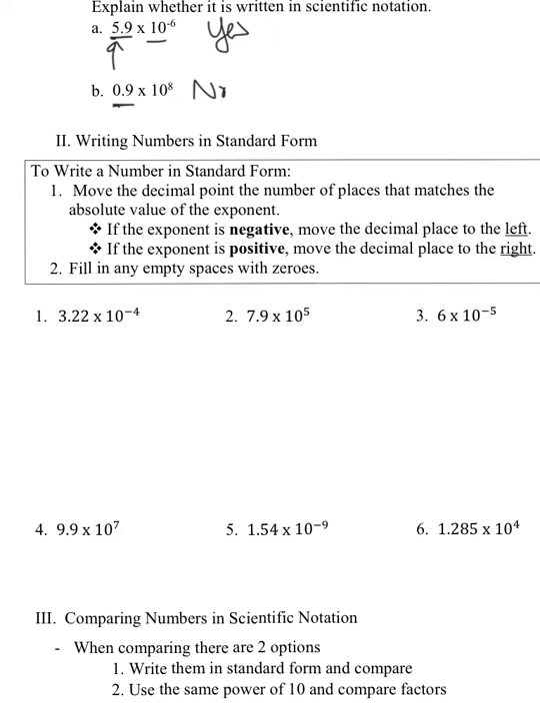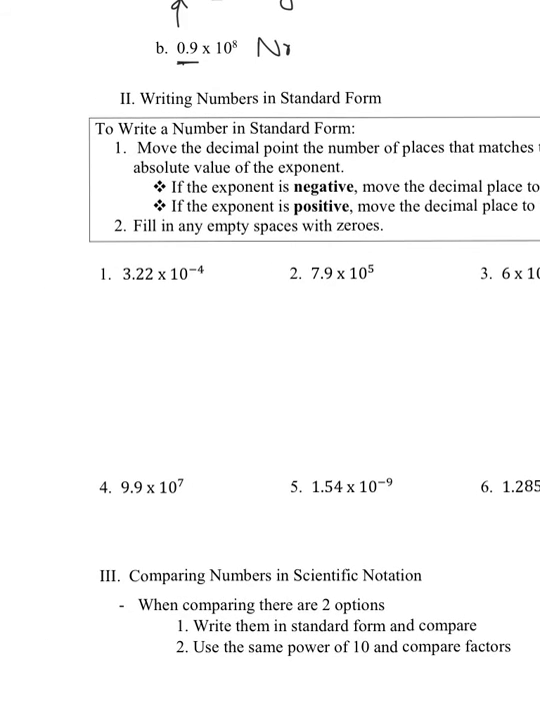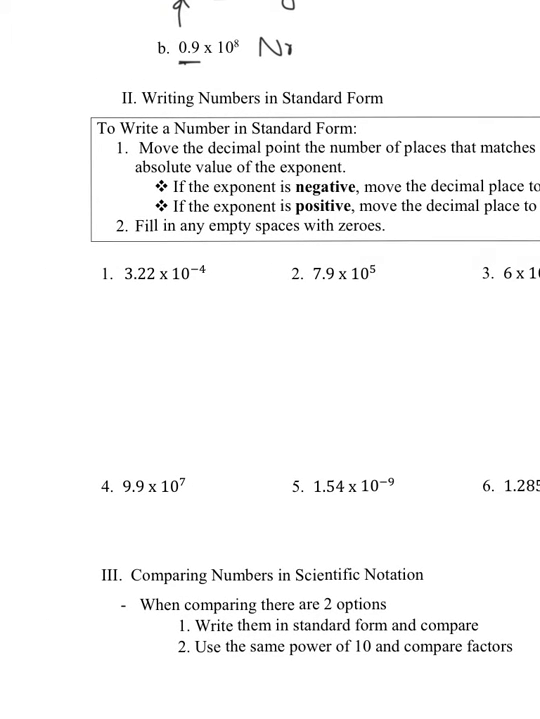Looking at number 1, you have 3.22 times 10 to the negative 4th. Since it's 10 to the negative 4th, which is 1 over 10 to the 4th, we need to make this number smaller. That's why we're going to take our decimal place and move it 4 places to the left. So 1, 2, 3, 4. And then you're going to fill in any space you have with zeros. So 0 point, then 3 zeros, and then 3, 2, 2. This is now in what's called standard form.